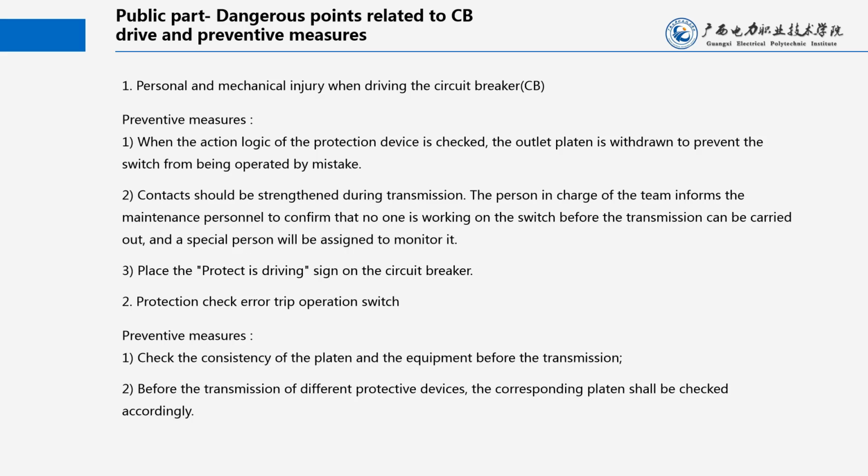2. Protection check error trip operation switch. Preventive measures. 1. Check the consistency of the platen and the equipment before the transmission. 2. Before the transmission of different protective devices, the corresponding platen shall be checked accordingly.